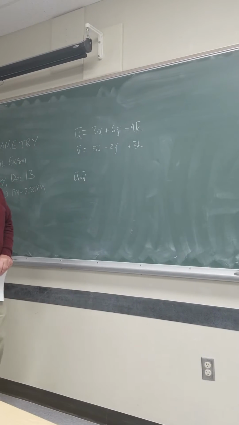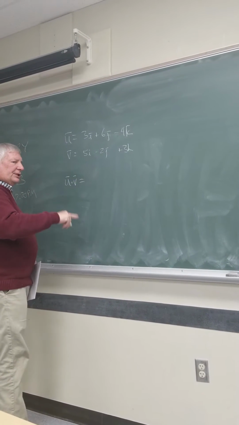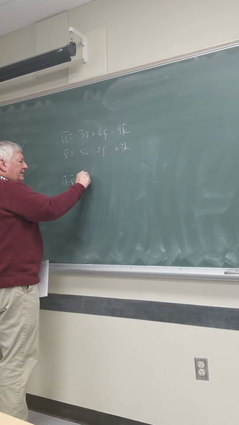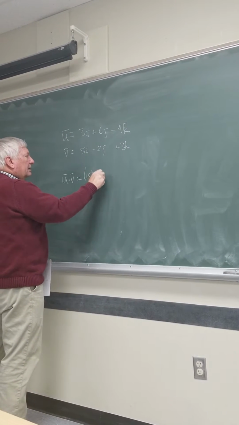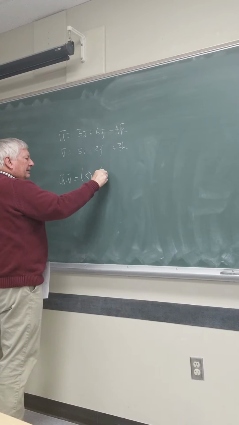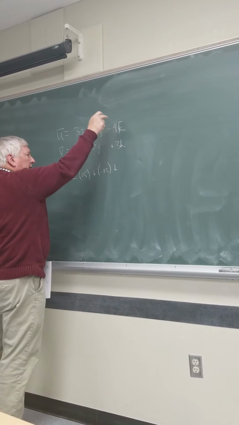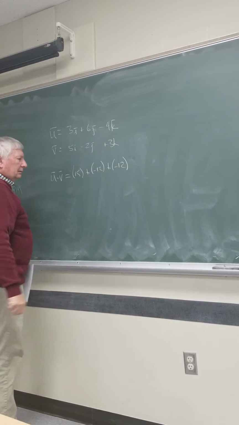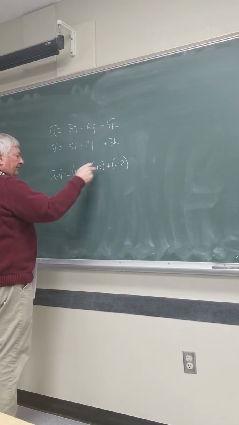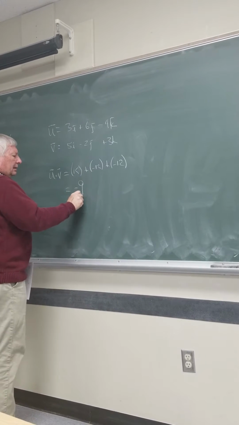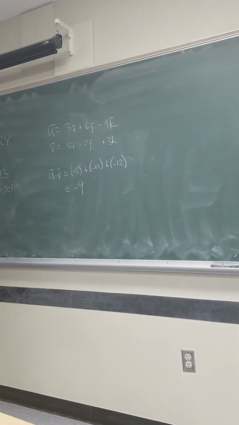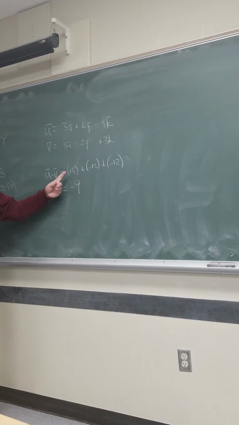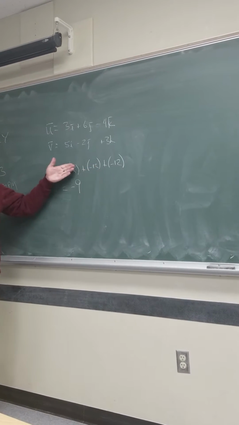The dot product is a scalar, which is a sum of the product of the corresponding coefficients. 3 times 5 plus 6 times -2 plus -4 times 3. -24 plus 15 is -9. You notice, no i's, no j's, no k's. This is not a vector.